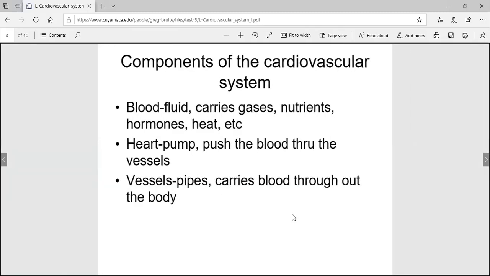All right, components: you've got the fluid, the pump, and the pipes. The blood's the fluid, the heart's the pump, and the vessels are the pipes. The fluid carries the gases, nutrients, hormones, all of that stuff. The heart's the pump, with 4 chambers: atria on the superior or top, and ventricles on the bottom, inferior. For the vessels, you have arteries, veins, arterioles, venules, capillaries. We'll get to all of those, but that's the pipes.